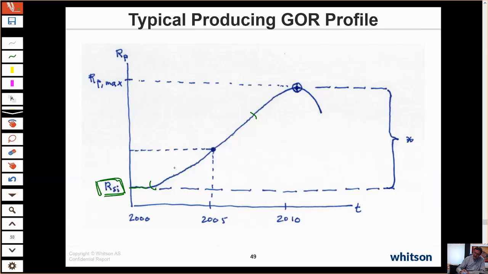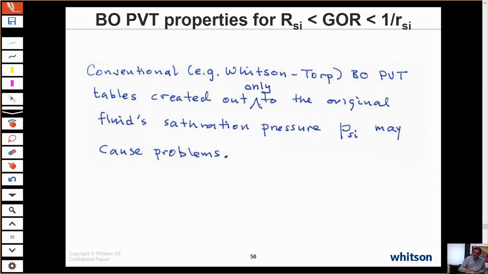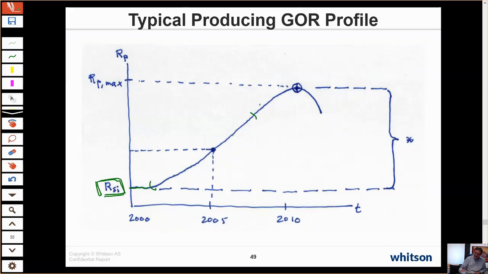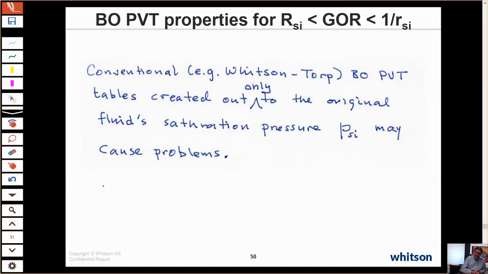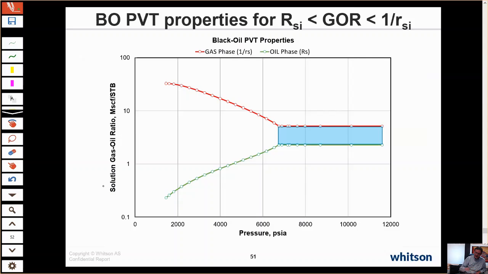So what if we need, or would we ever need, saturated or undersaturated properties for these gas oil ratios? Okay. Maybe 10% of the time, maybe 15% of the time, but not 0% of the time. And I'll explain. Using the conventional method where you start at the saturation pressure here, you're going to be missing a lot of saturated properties, and it can cause problems. So this is the example I was showing. In this pressure, in this GOR range here, we don't have any saturated or undersaturated properties.